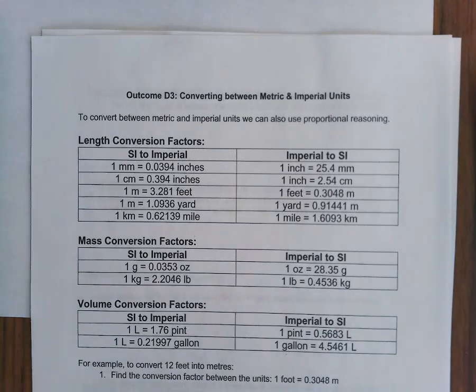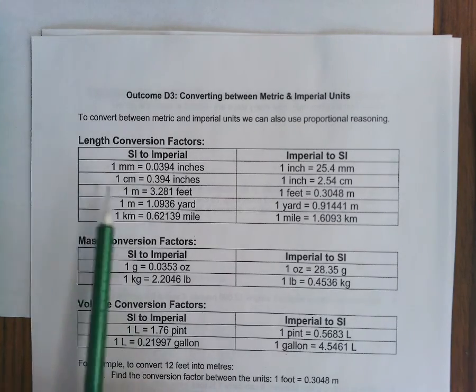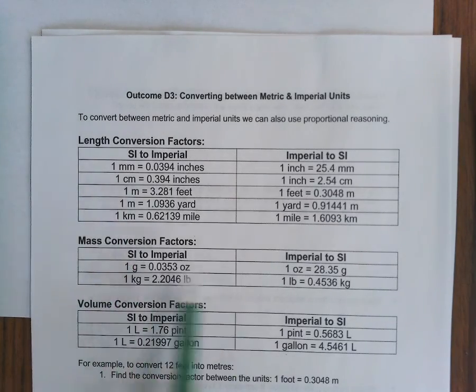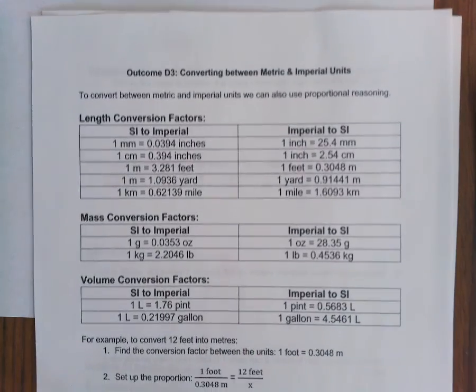In this lesson, we're going to go over how to convert between metric units and imperial units. In order to do these conversions, you are going to need to keep your conversion table handy. In this table, you can see that we've got all the length conversions, mass conversions, and volume conversions.